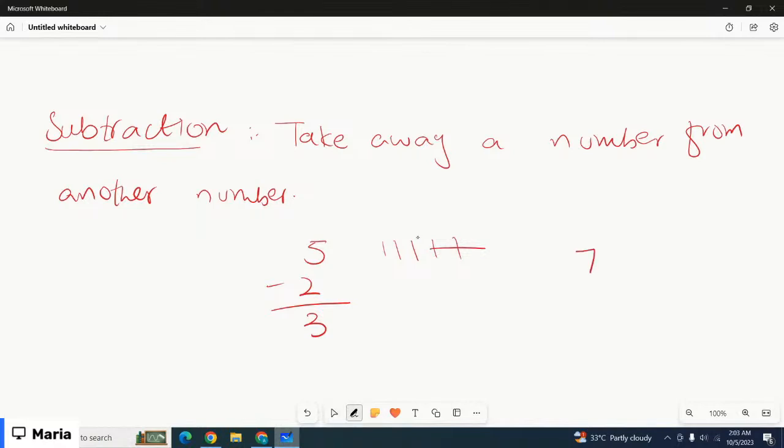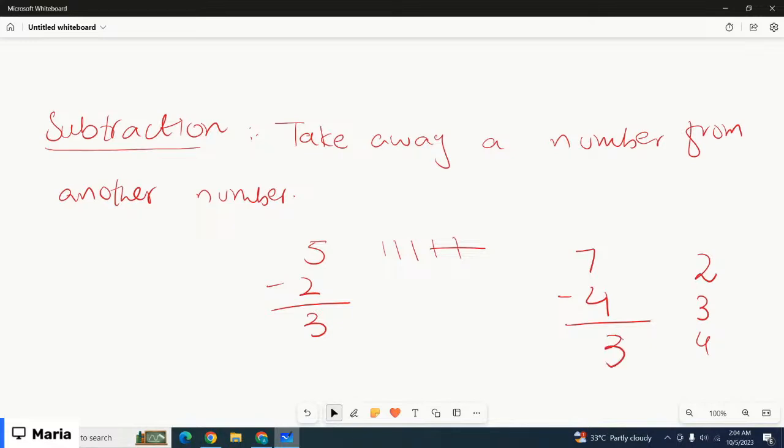The other example is, for example, you have 7 toys, right? You gave away 4 of the toys. So how many toys are you left with? Which is the correct option? 2, 3 or 4? So 7 take away 4 is 3. The correct option is 3, right?